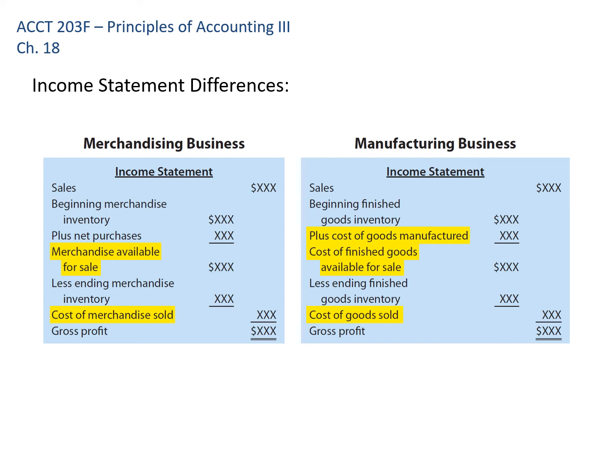And then I count my inventory at the end of the year. I subtract that. That tells me how much must have left. So that's my cost of goods sold. I subtract that from my sales to get my gross profit, which of course is a very important number for any manufacturing company, any merchandising company as well, but in particular any manufacturing company.